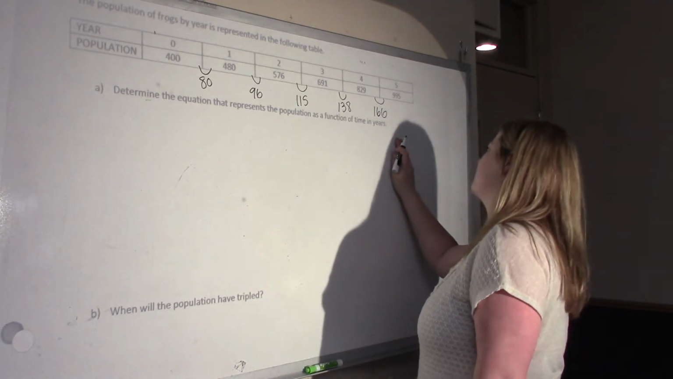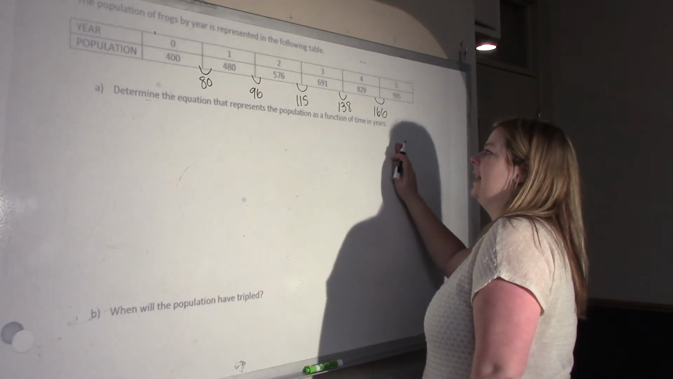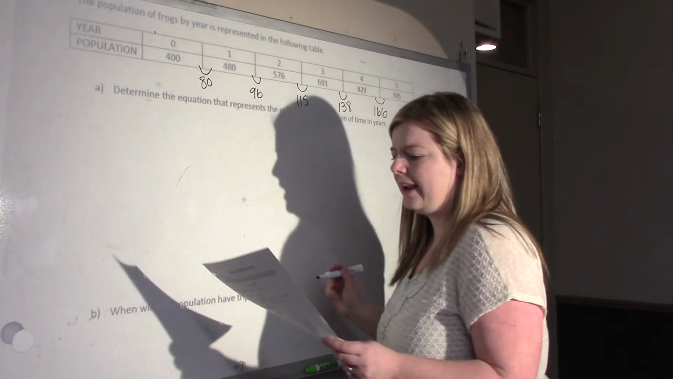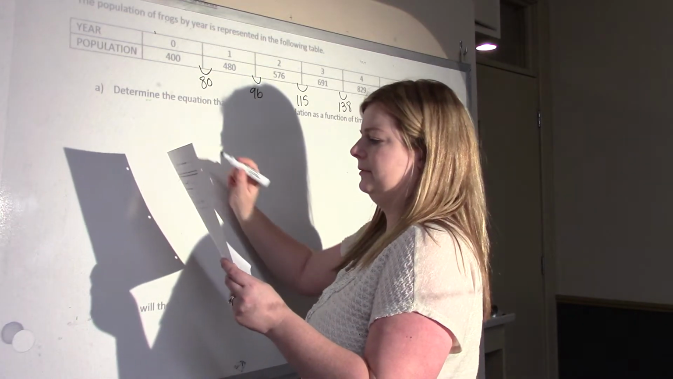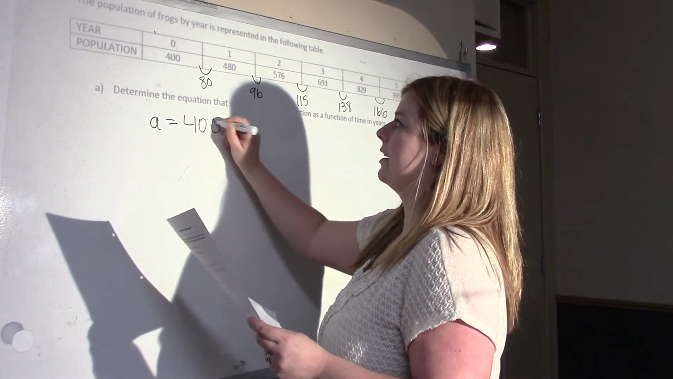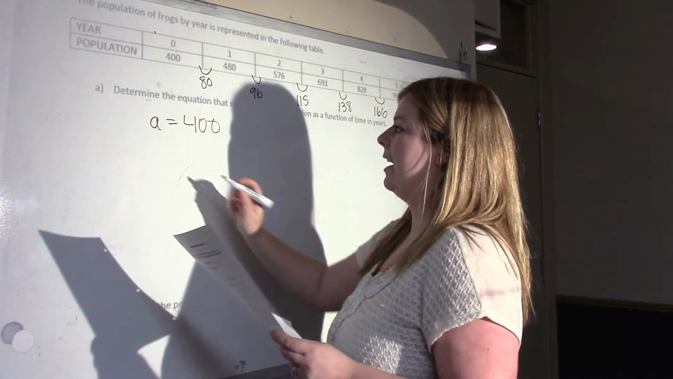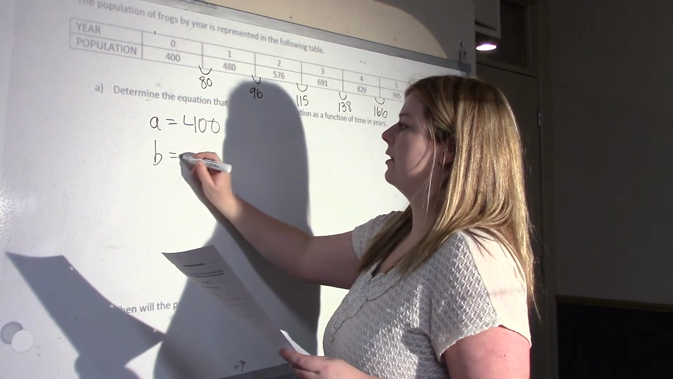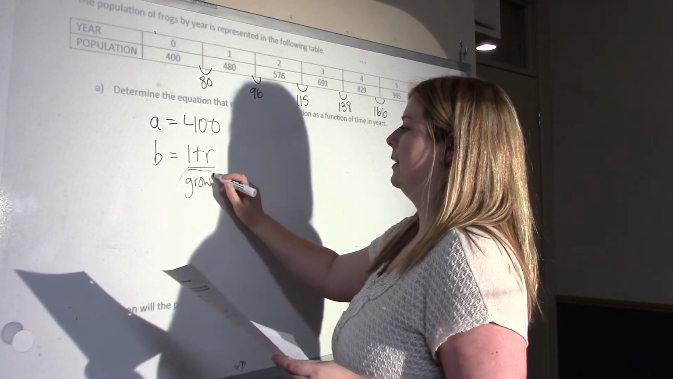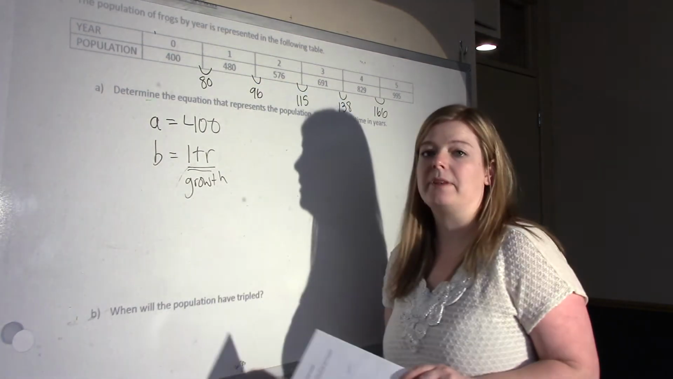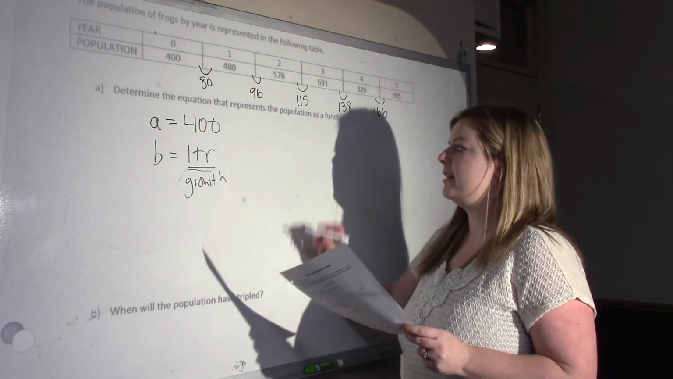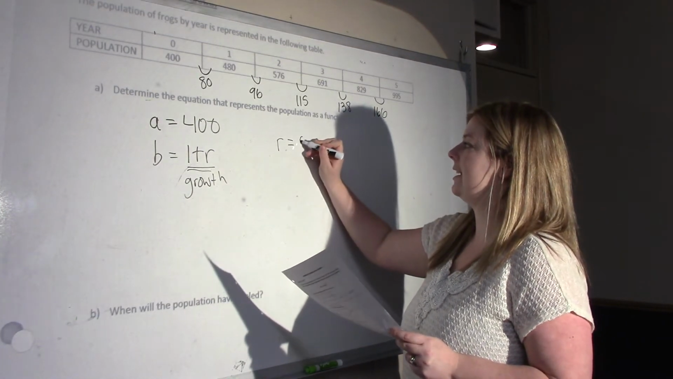So we want to come up with an equation that represents a function of time in years. We know that our a value is going to be 400. That's our initial value. But it's this b value. We know it's going to be 1 plus r because we know it's growth, since the population is increasing. But we have to find this rate. The rate is just the percent increase.